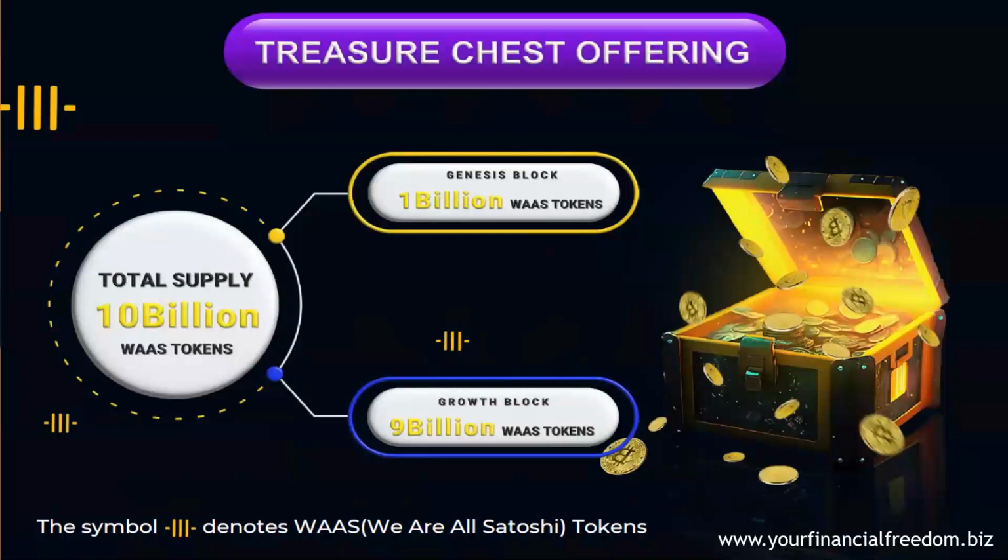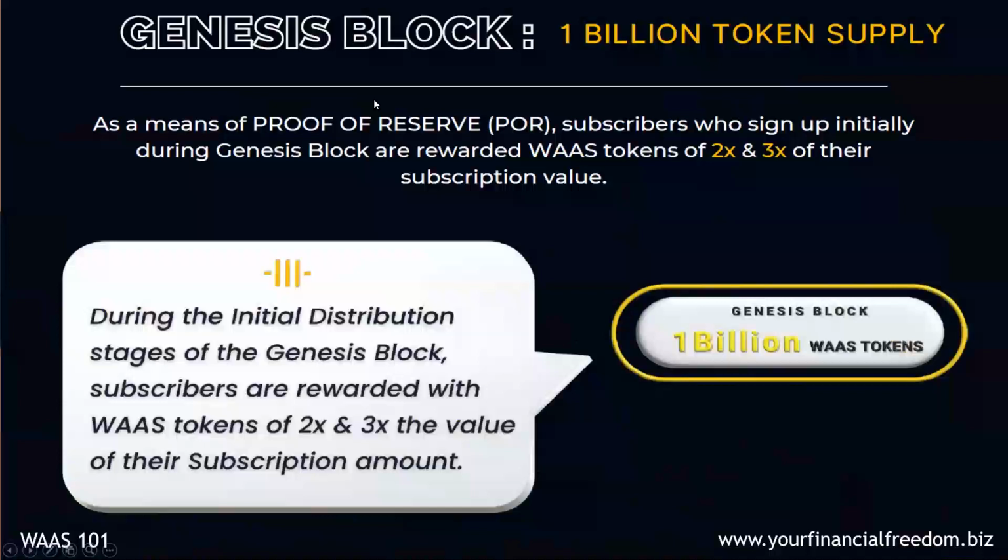Now, you have the treasure chest offering. The treasure chest has a total of 10 billion WAS tokens. Now, all this has nothing to do with the mining. This is the multi-level marketing part of the game, okay? Of this platform. So you have Genesis block and you have the growth block. In the Genesis block, you have 1 billion token supply, and it is split into 2 sets of 500 million tokens.